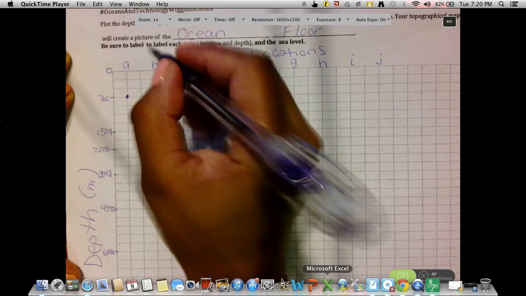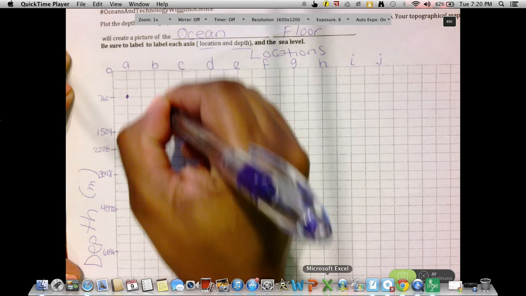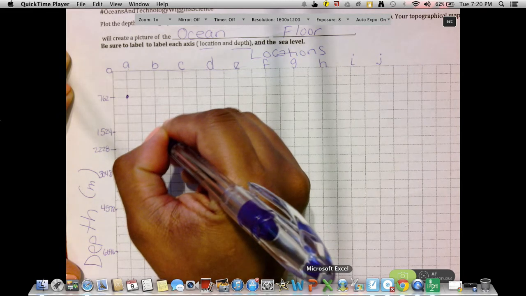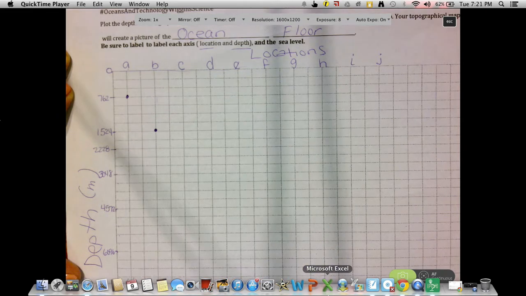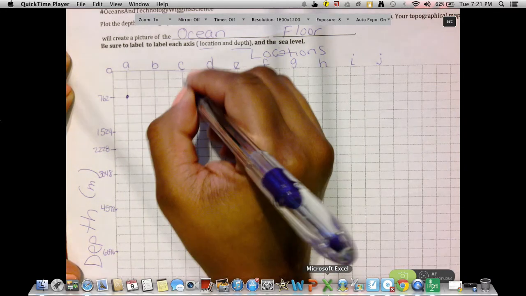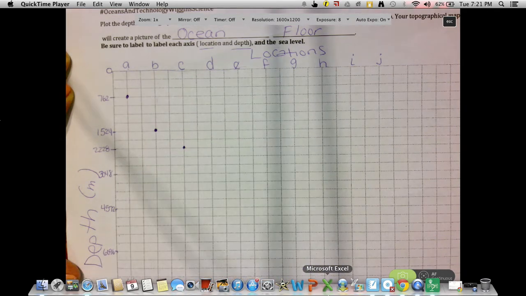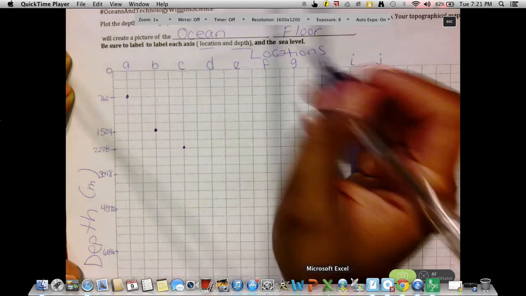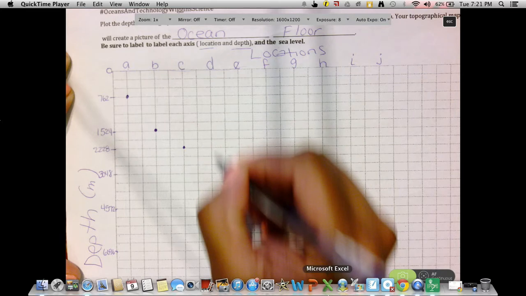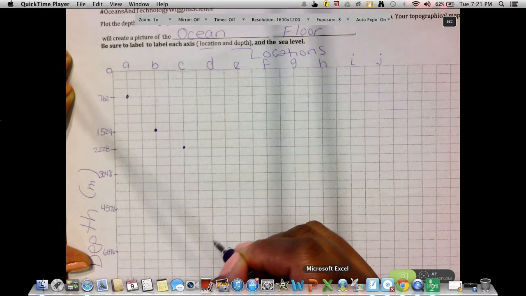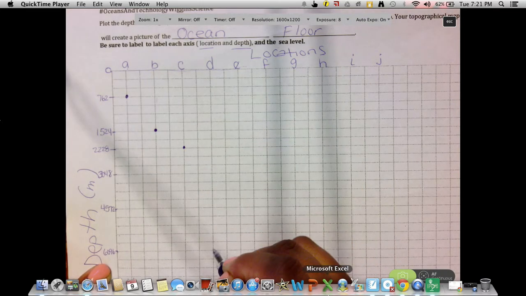Location B is 1,524 meters. So from location B, I'm going to go 1,524 meters deep. Location C is 2,286 meters. So I'm going to go to 2,286 meters deep. Location D is 6,096 meters. So from location D, I'm going to go all the way down to 6,096 meters deep.